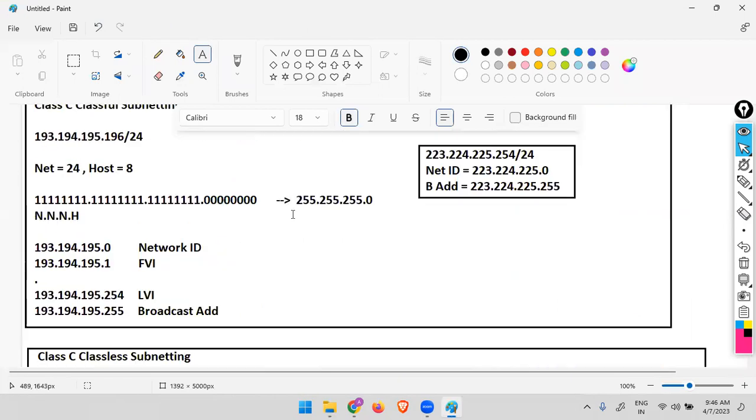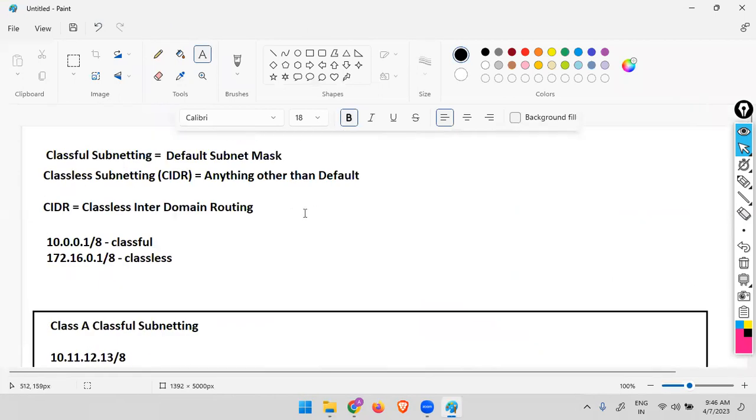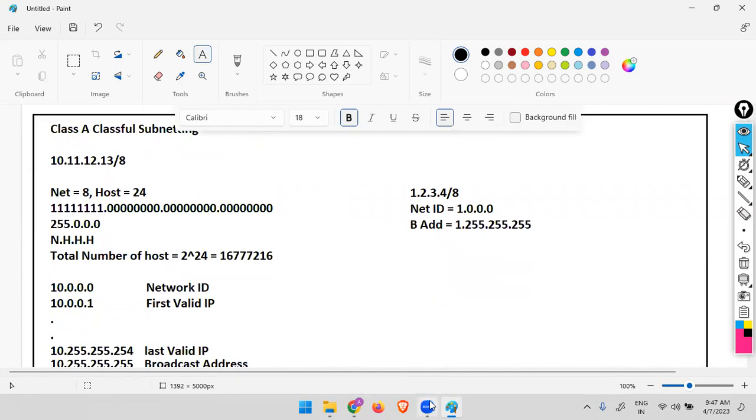So any doubt with the classful and classless subnetting? No? Clear to everyone? Online people? Yes, sir. Clear? Yeah. All right.